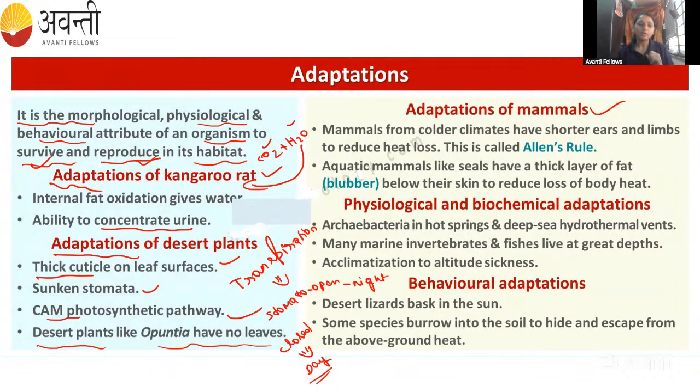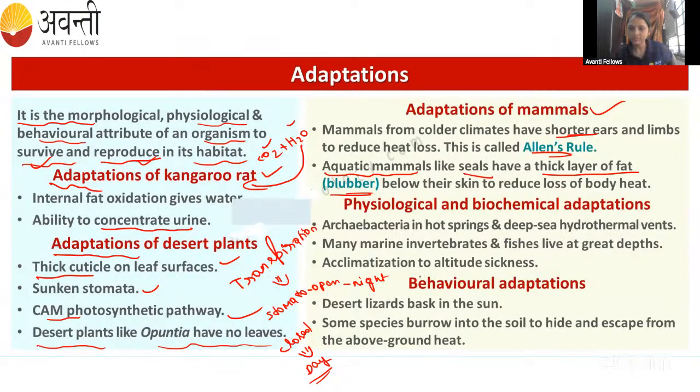Then coming to Allen's rule, it says that organisms living in colder climatic regions have small extremities, for example shorter ears. Remember this: Allen's rule is about extremities. Another example is the aquatic mammal seal, which has a thick layer of fat called blubber below its skin, to reduce heat loss to the cold outside. It produces heat so that it can maintain its body temperature.